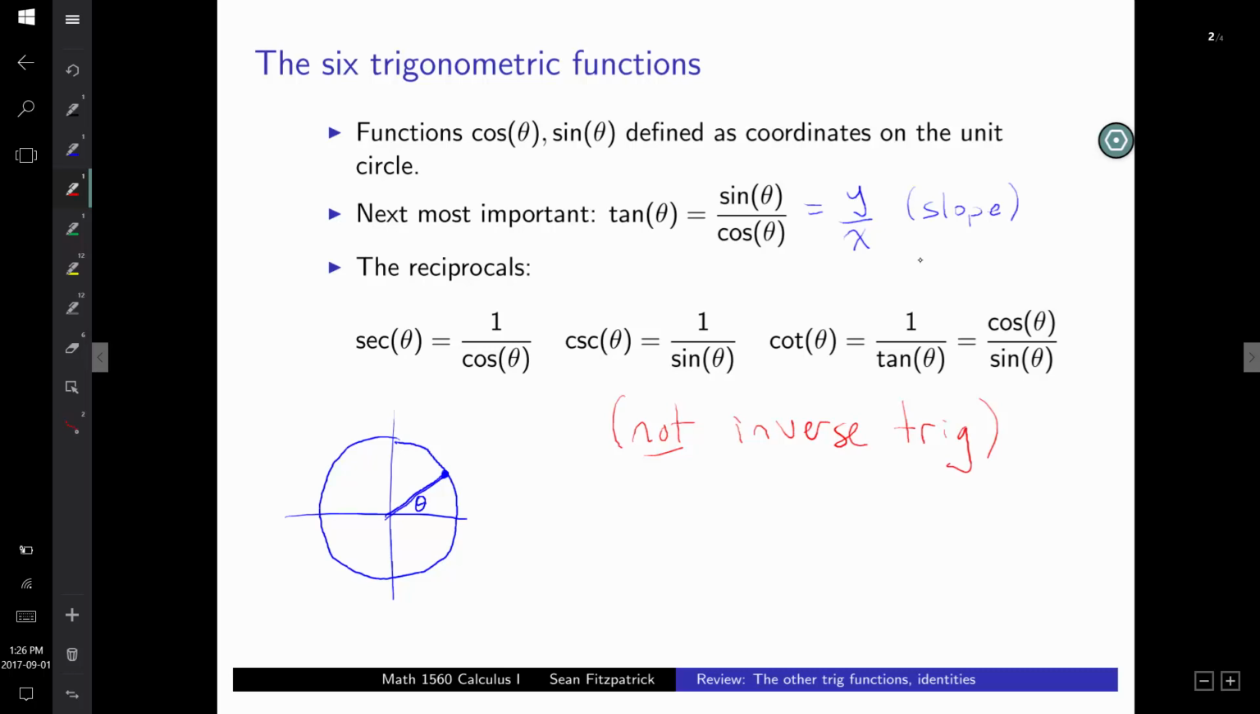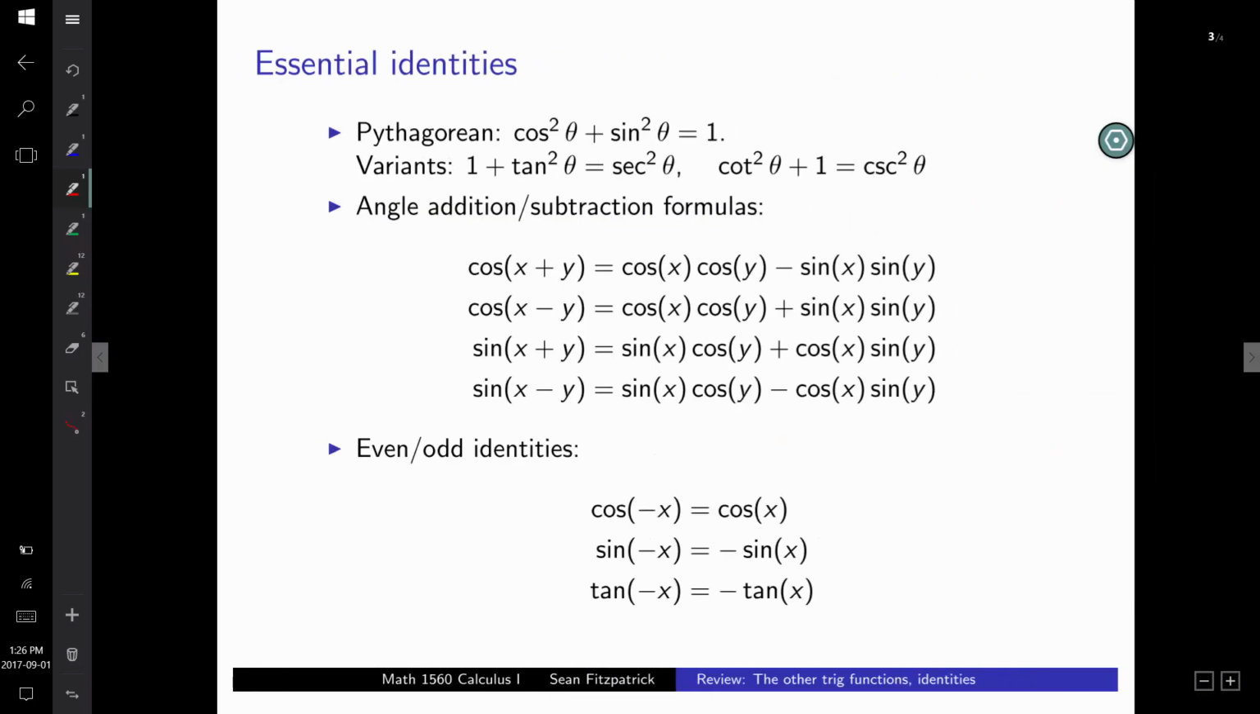Now, moving right along, we want to talk about a few of the basic identities that are really key to working with trig functions. You won't need a huge number of trig identities in Math 1560, but occasionally they do come up. And so it's good to know some of the basics. So of course we have the most famous one, this Pythagorean identity, coming from the fact that sine and cos are coordinates of a point on the unit circle.